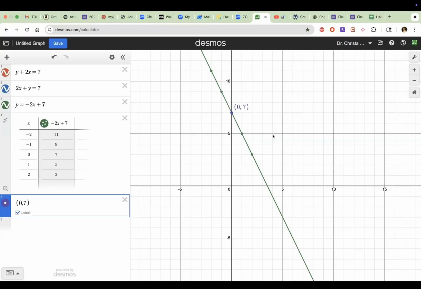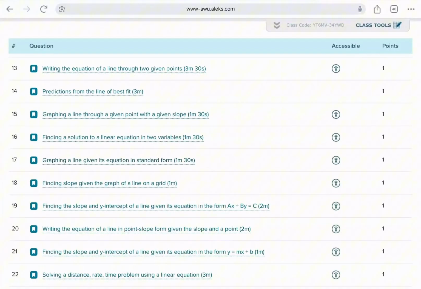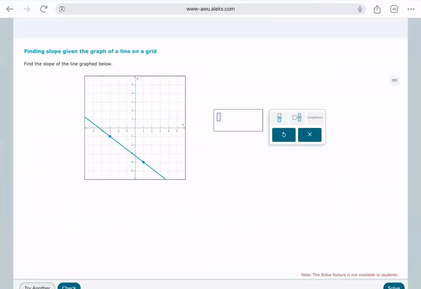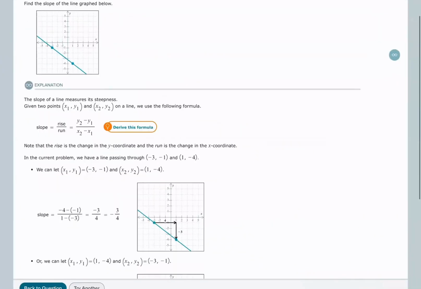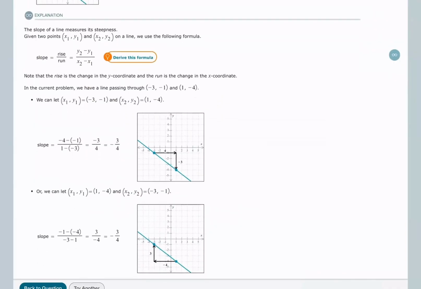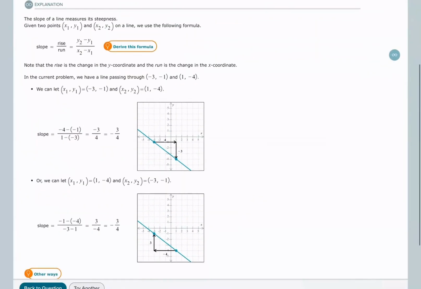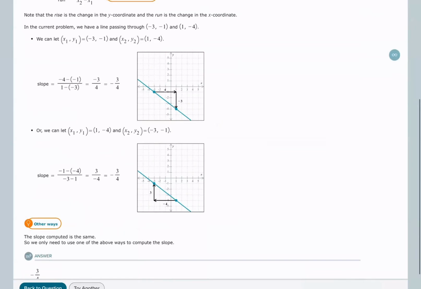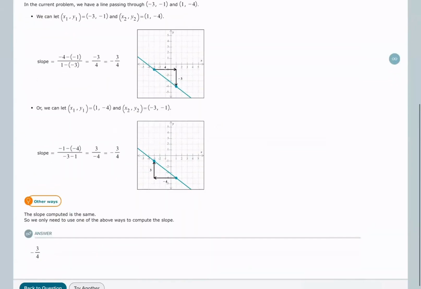Okay, which one was that? That was graphing a line given its equation in standard form. Okay, so the next one is finding the slope. All right, so the slope of a line, and then here's the steps for finding the slope of a line. I never liked the rise over run method, but I mean, some people like it. Is there anything below here? Okay, so it's -3/4.